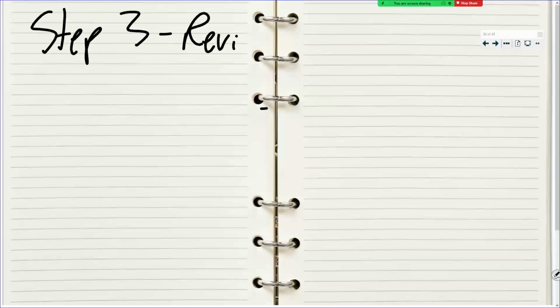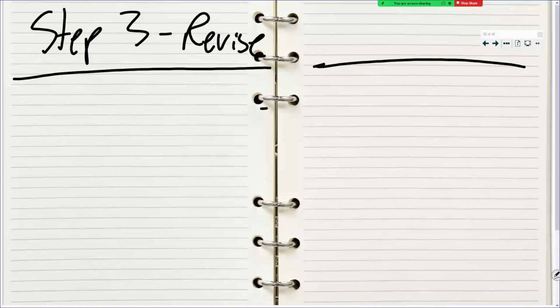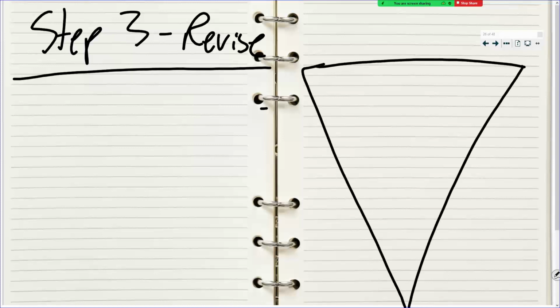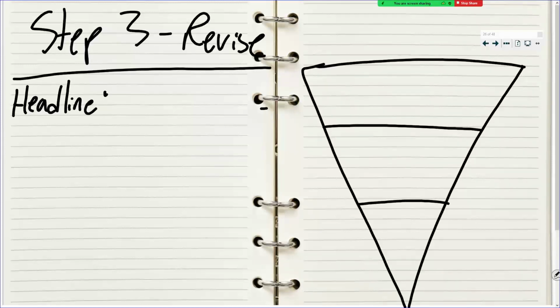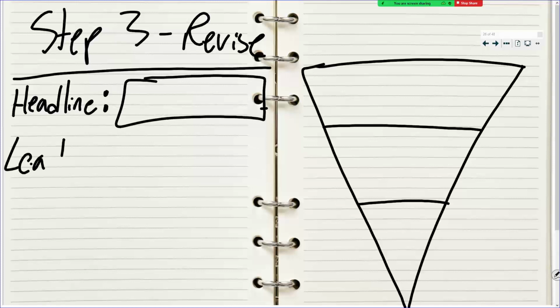So step 3, we're going to do our revision process. And what I would consider doing is having your information triangle. Okay? And so maybe just block it out. You know? So write your headline and block out your lead paragraph, right?